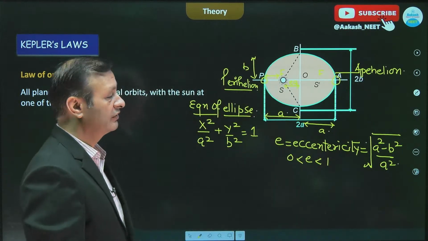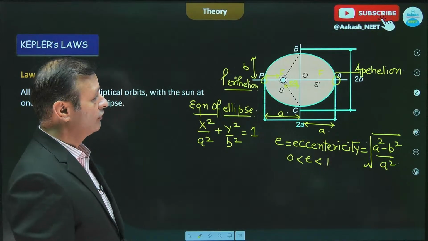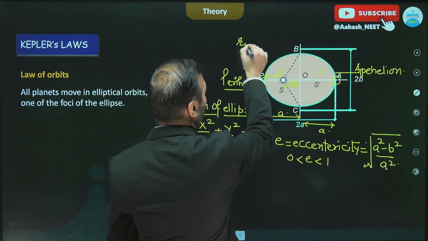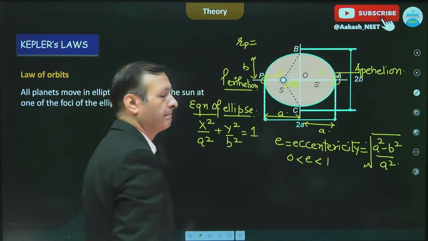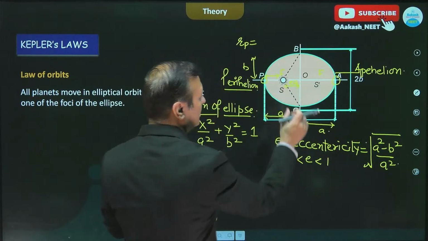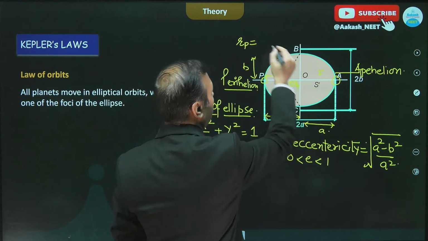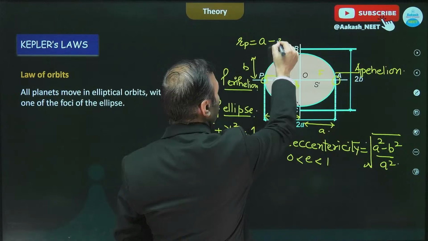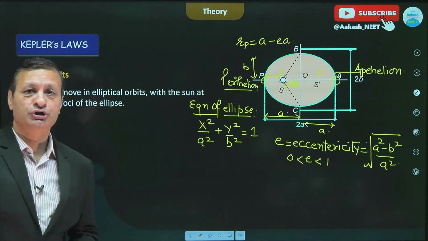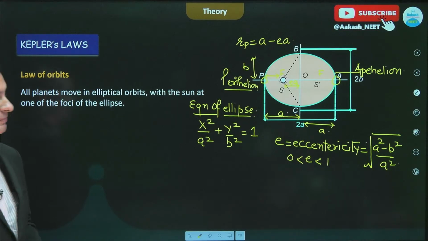distance? What is the position of this perihelion from the sun? So let's call it RP. As you can see, this is A and this is EA. So this RP would be A minus EA. So this is the position of perihelion.